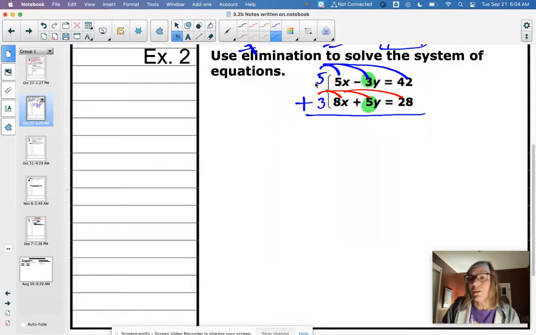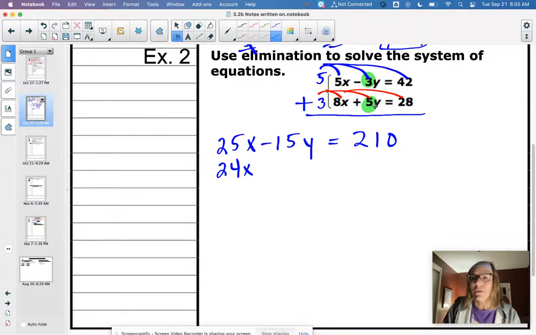A multiplier, I can do this in algebra. If I multiply the left side of an equation and the right side of the equation by the same number, that is okay in algebra. So I get 25x minus 15y. So 5 times 42 is 210. 3 times 8x is 24x. 3 times 5y is 15y. And 3 times 28 is 84.